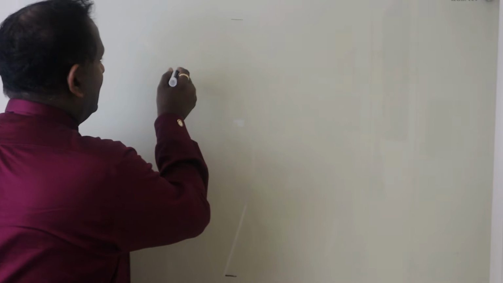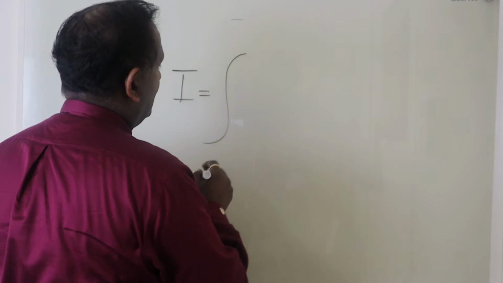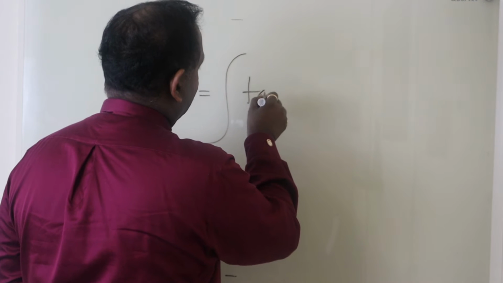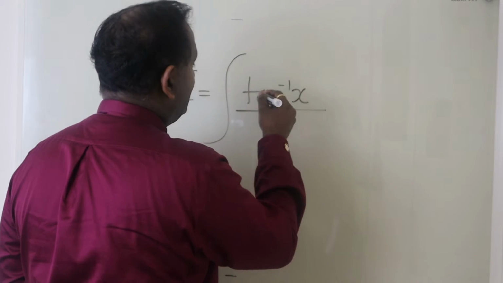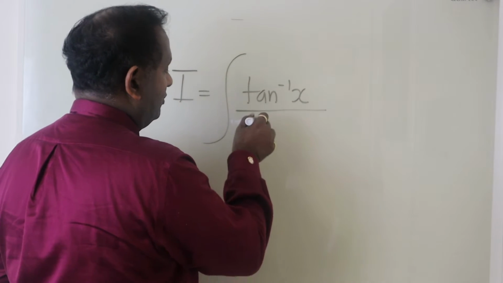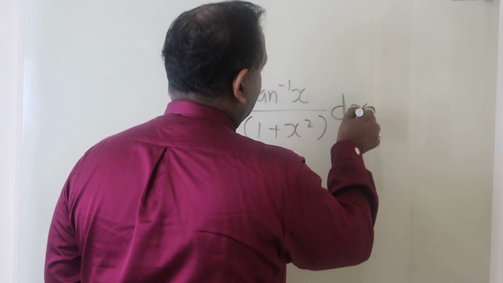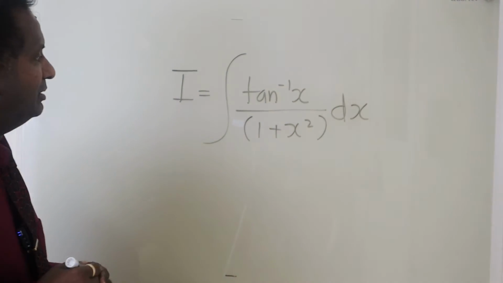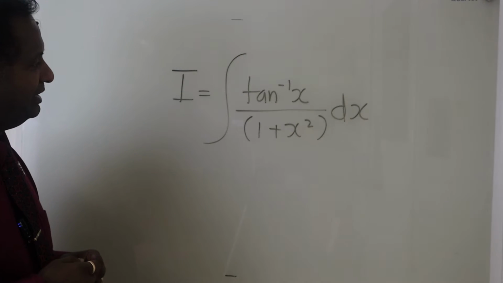Let's look at this given integral. I equals tan inverse x over tan inverse x, arctangent over 1 plus x squared. Look at this integral. Let's see how we can get this done.